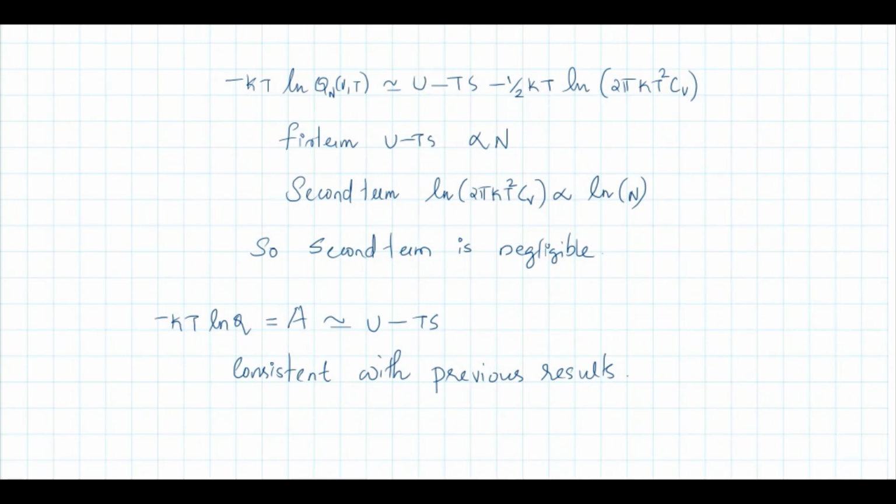The first term U is proportional to n, and entropy is proportional to n. So both these terms, U and TS, are proportional to n. What about this term? k is constant, T is constant. C_V is proportional to n, so the last term goes like log n, while the first two terms go like n. Compared to n, log n will be very small. If n is 10 raised to 23, log n will be only 23. So you can neglect the last term compared to the first two terms.